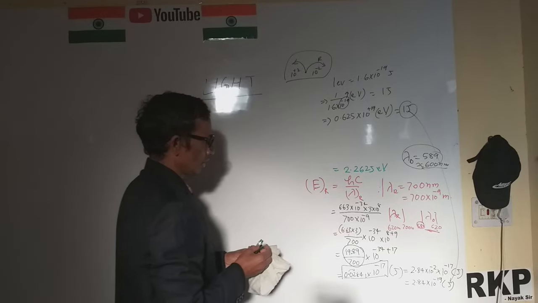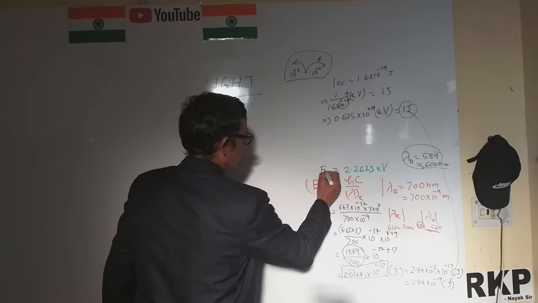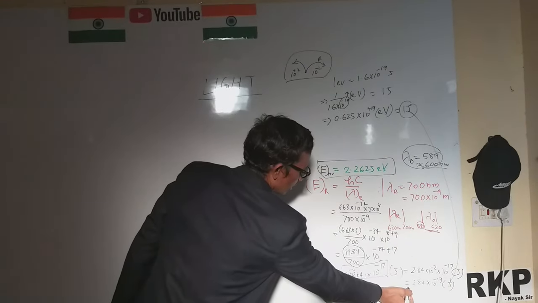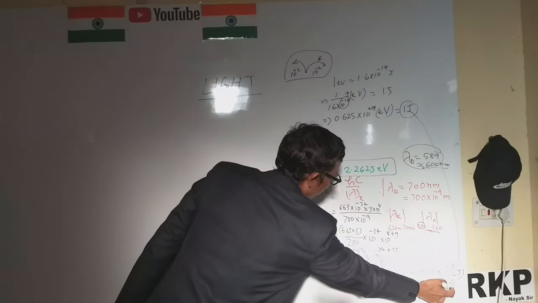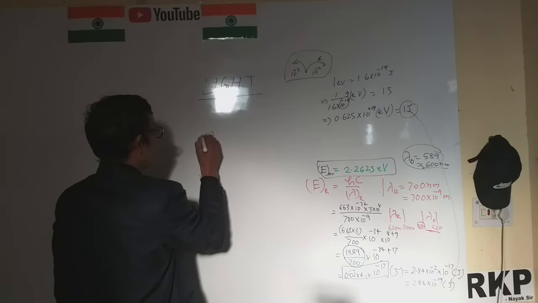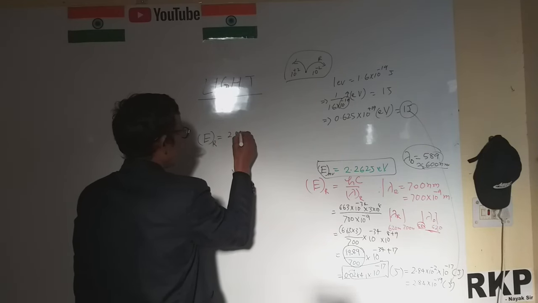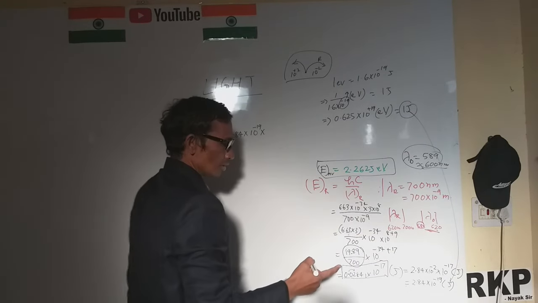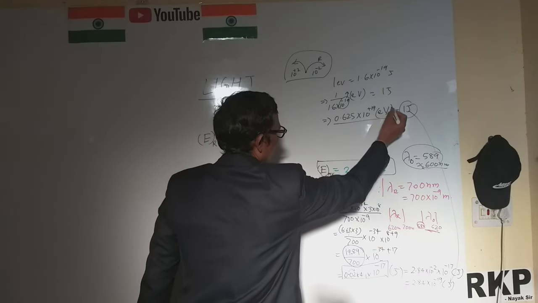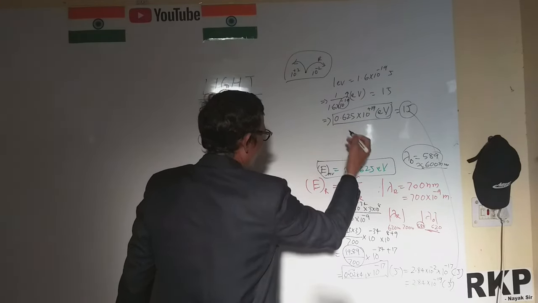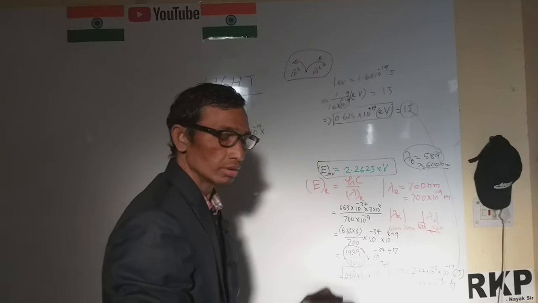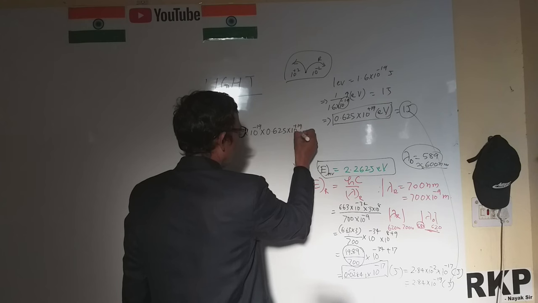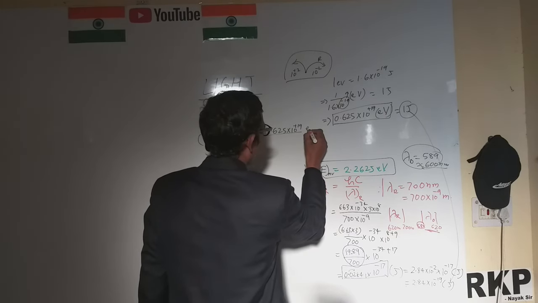We use this one, like here. This is the energy of the average color. Now we put the value of 1 joule. The energy of the red color is 2.84 into 10 to the power minus 19 into 1 joule. 1 joule is converted into electron volt. The value of 1 joule is 0.625 into 10 to the power plus 19 electron volt. So we put 0.625 into 10 to the power plus 19, changed into electron volt.